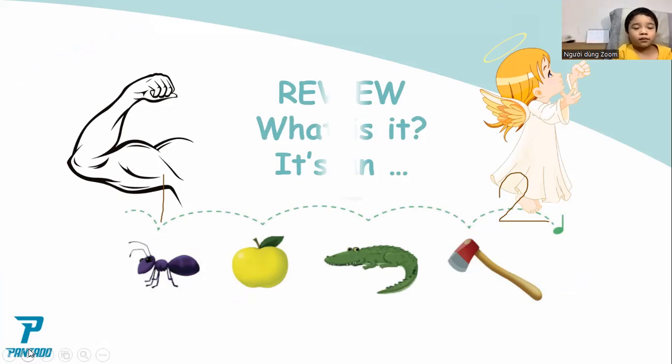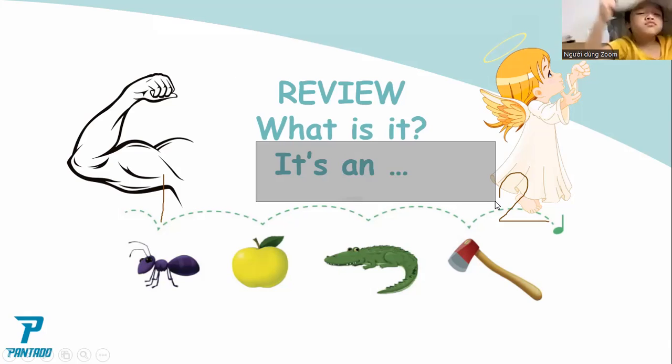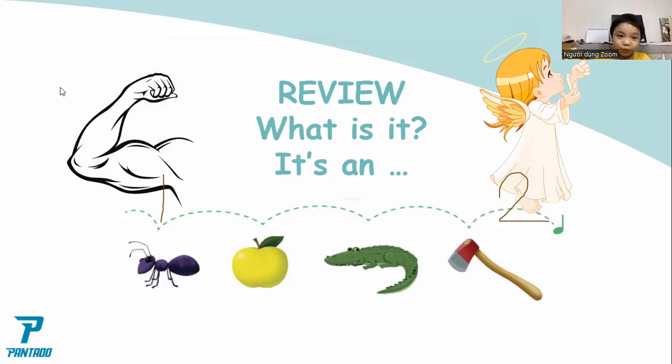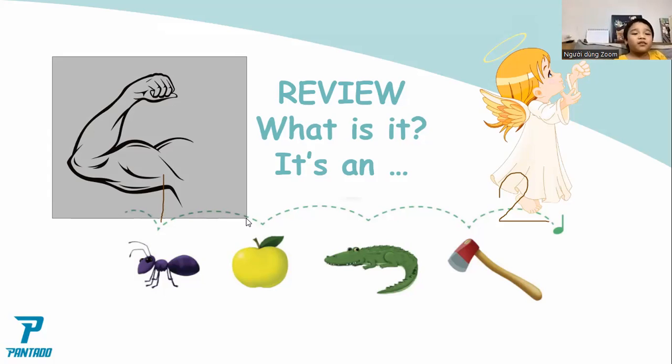Okay. So here, let's have a quick review. Let's review the things that we learned in this unit. So you're going to use the structure, it's an. Okay, Seiko? Okay, kindly look at this picture. What is this? What is it? It's an? Apple. Is this an apple? This one, what is this? It's an. Okay, you say it's an arm. It's an arm. Very good.